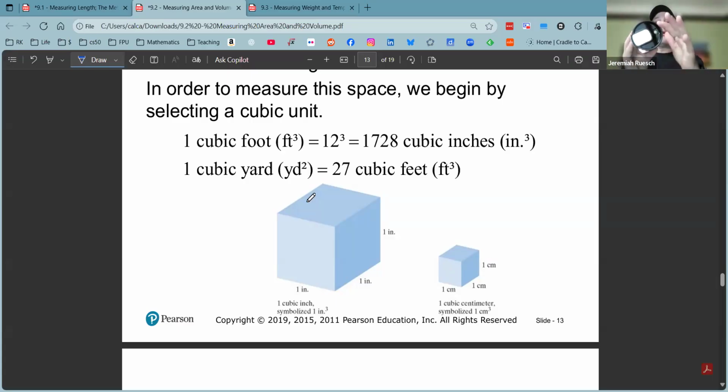But the volume would be the area multiplied by how high I stack those areas. Okay, and so the volume is the amount of liquid I can put in here. The area is the space it takes up when I set this down. So 1 cubic foot is 12 to the third cubic inches, or 1,728 cubic inches. 1 cubic yard is 27 cubic feet.